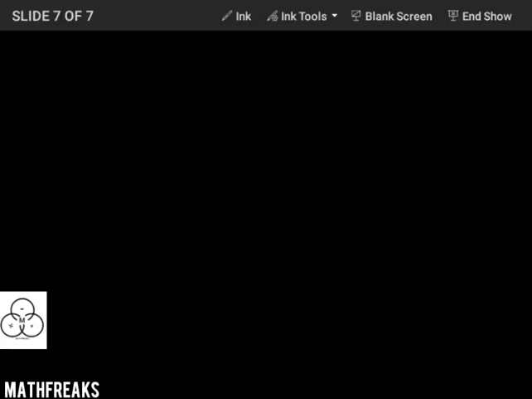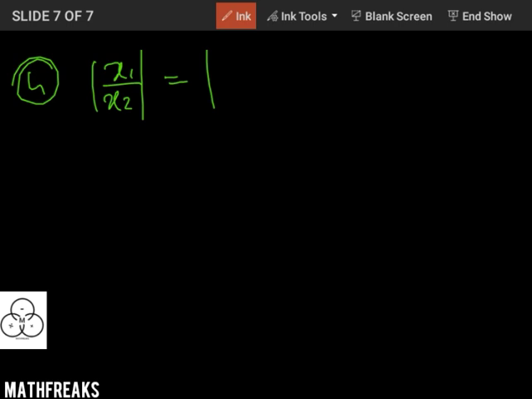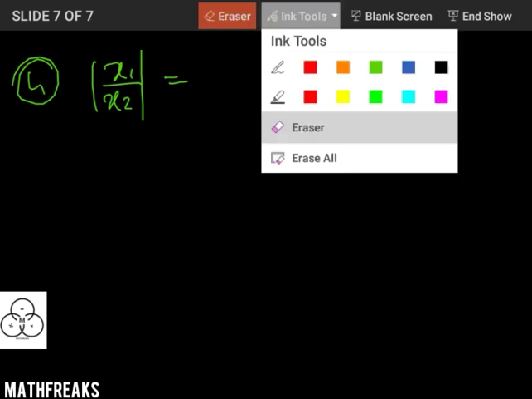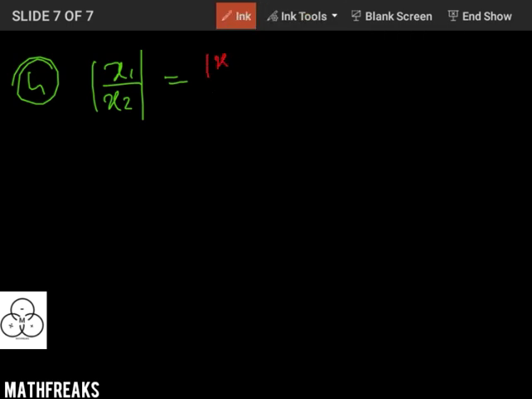Now the next rule you can say is that mod of x1 upon x2 is also equal to mod of x1 upon mod of x2. Again, take examples of numbers and you can find the same. So these were some rules about the modulus function.